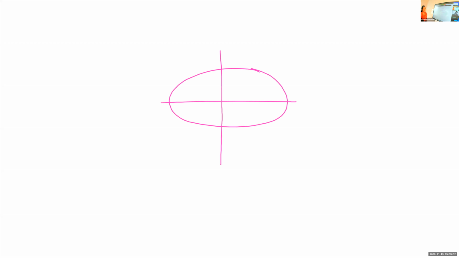Gauri? Children, can you see the board? Aishwarya? Yes, ma'am. Yes, ma'am. Okay, write the heading ellipse.